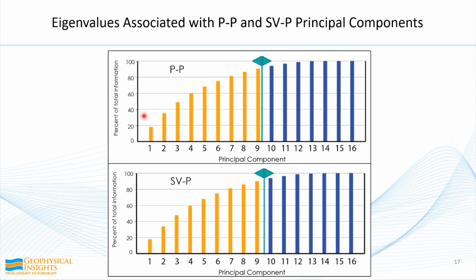And this now shows kind of a picture of the entire 16 attributes that I dealt with. And so the amount of information contributed by principal component 1, you can see that's about 18% of the total information.